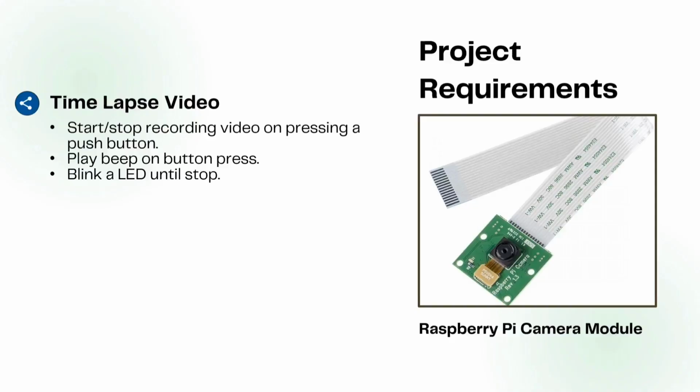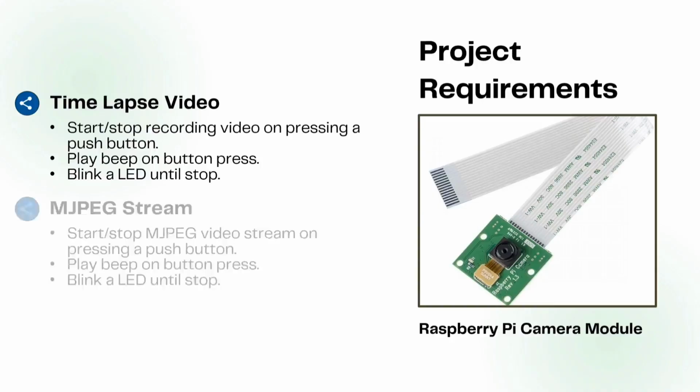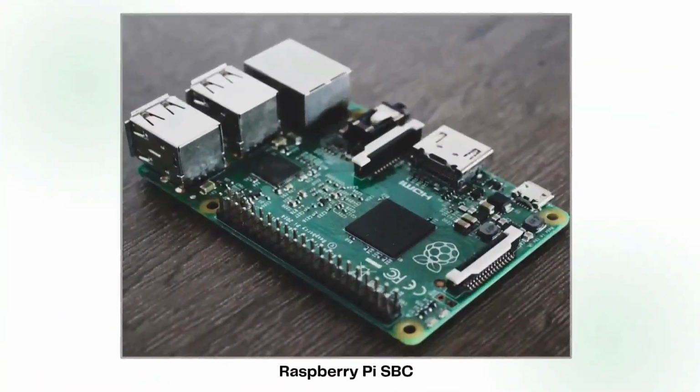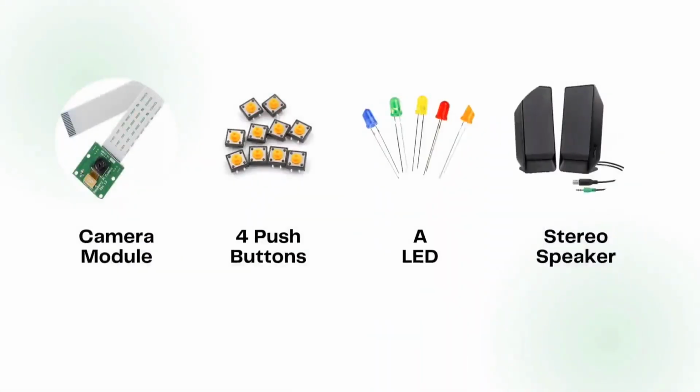The camera also needs a streamer as part of its requirement. A simple MJPEG video streaming server should start on camera initialization. These are the specifics of the camera project. For doing this, we require the following hardware: a Raspberry Pi SBC, a camera module, 4 push buttons, a LED, and a speaker.